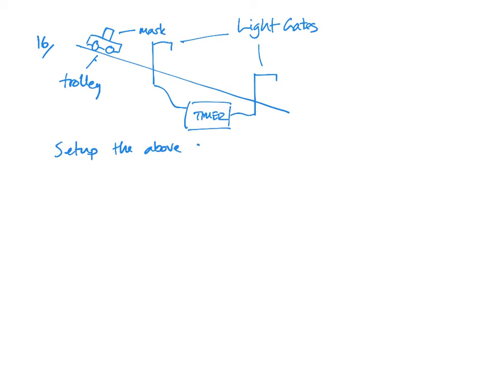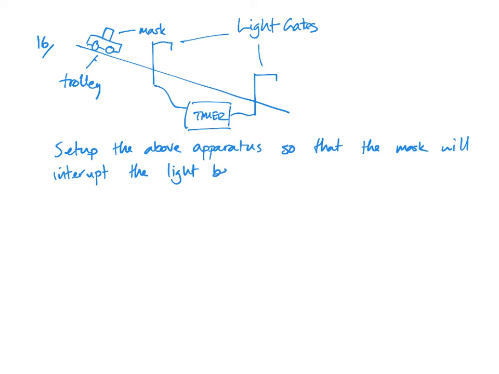So set up the above apparatus, and one thing we've just got to be clear about is that the mask has got to interrupt the light beams in both light gates. There's no point in setting up that apparatus with the light beams up above the height of the mask, for instance. You wouldn't get any data.